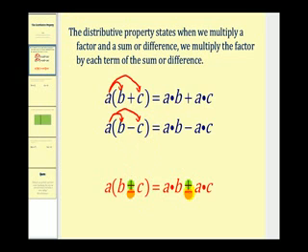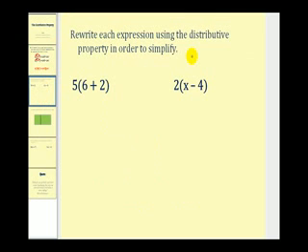Let's go and take a look at some examples. We want to rewrite each expression using the distributive property in order to simplify. So in this first example, we have 5 times the quantity 6 plus 2. So we'll multiply the 5 and the 6 and also multiply the 5 and the 2. So we'll have 5 times 6 plus 5 times 2.